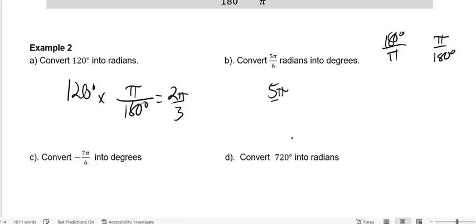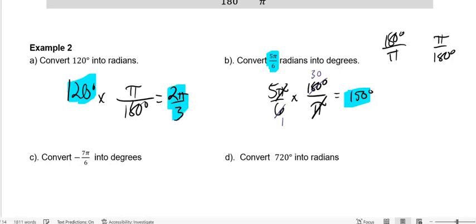If I want 5 pi over 6, where is that? Well, I would have to put the pi down here and the 180 up here. Right, and then my pi's cancel out, and then I just take 5/6 of 180. If you need to do a little bit of thinking, you can say, well, how many times does 6 go into 180? That's 30. So 5 times 30, that's 150 degrees. Okay, and again, start thinking about these. 5 pi over 6, 150. Same thing. 120 degrees, 2 pi over 3.